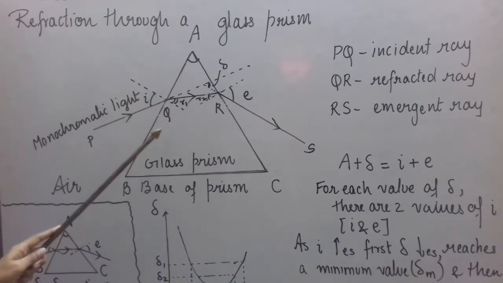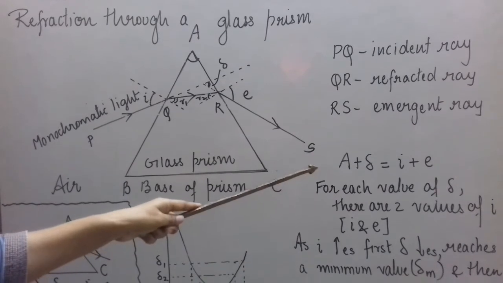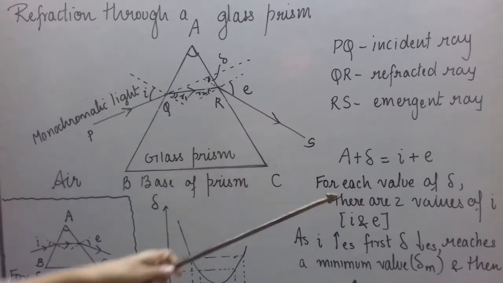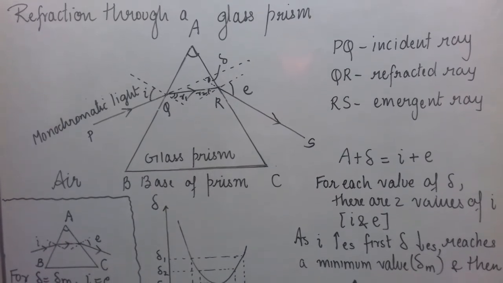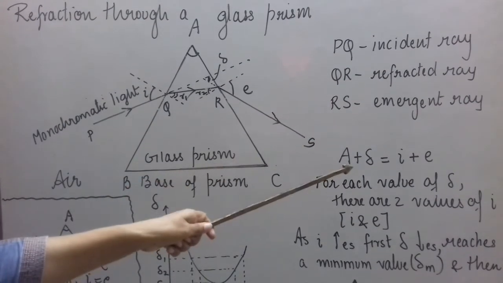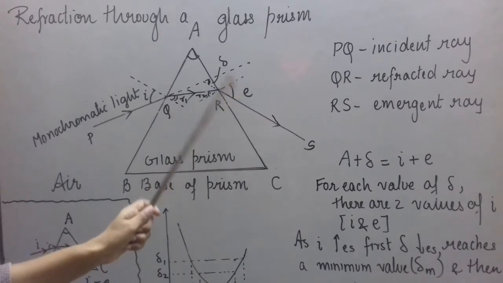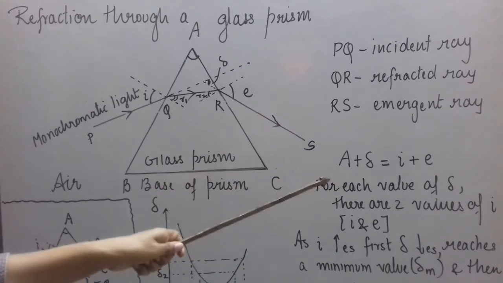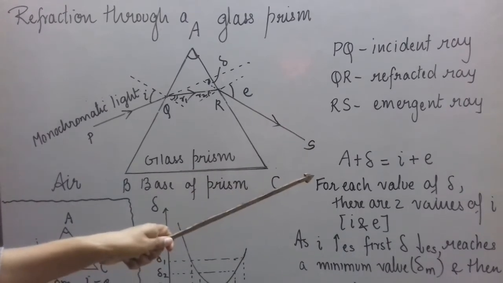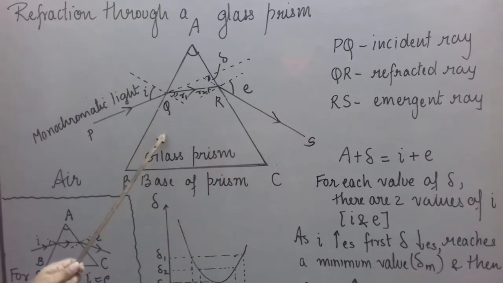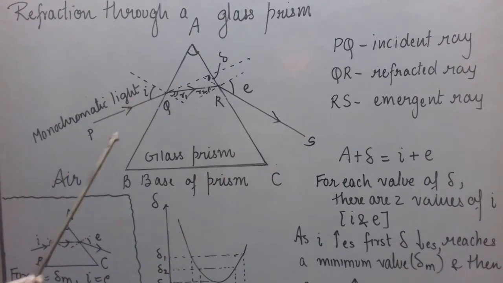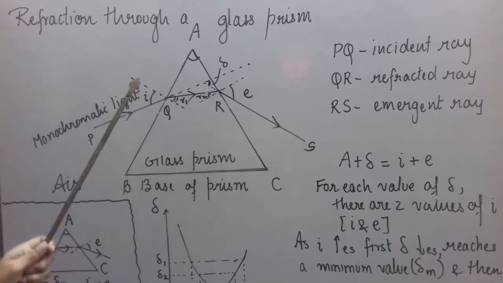But for a given prism, A is fixed. And you should remember, in this case, this equation is always true for a given prism: A plus delta is equal to I plus E. So for a given prism, A is fixed. When you change I, these all will change, and E will change in such a manner that I plus E is always equal to A plus delta. So you should remember that A plus delta is always equal to I plus E when light passes through a glass prism.